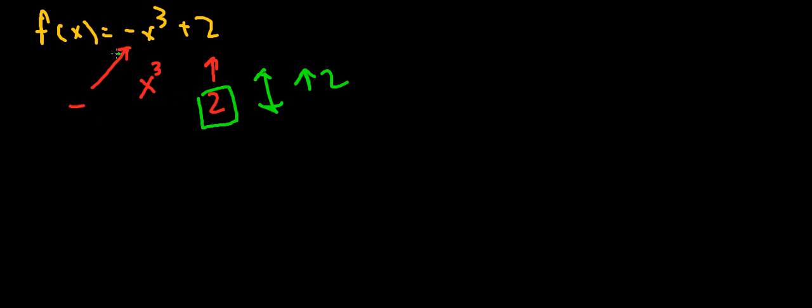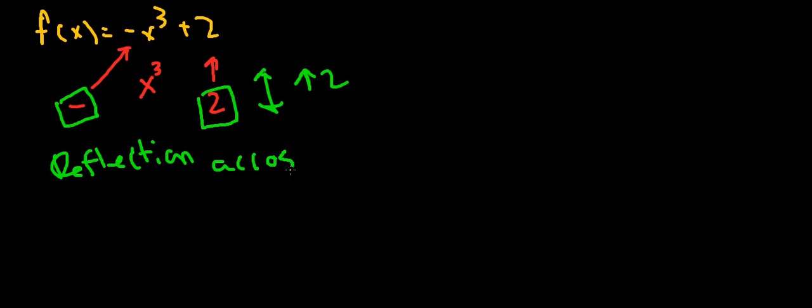And when we have a minus sign, as we just learned, multiplying our function, that means we're going to have a reflection across the x-axis. So now that we know all of our transformations, all we are left to do is to graph this.